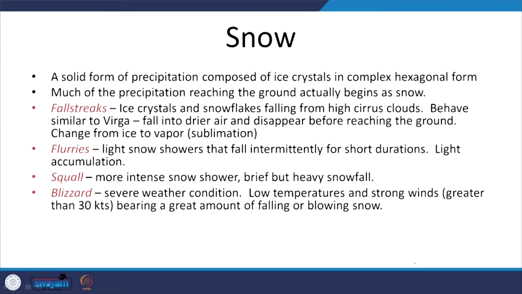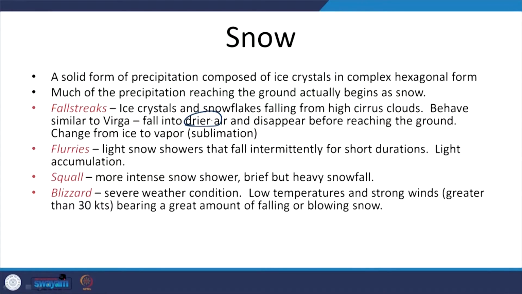Fall streaks are ice crystals and snowflakes falling from high cirrus clouds. In our cloud classification, we have seen that clouds which are very high in altitude are generally known as cirrus clouds. So, fall streaks represent the ice crystals and snowflakes falling from very high cirrus clouds. They behave similarly to virga, falling into drier air and disappearing before reaching the ground. Where there is a lack of moisture, these ice crystals will evaporate, in the sense that they will melt, and the water is lost into vapor again. So, they will never reach the earth.